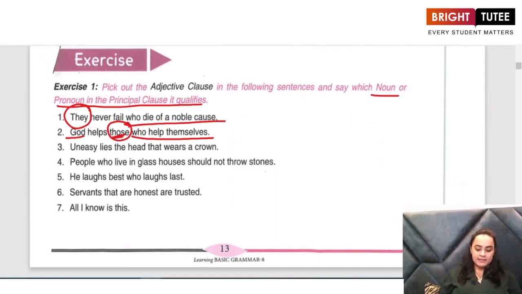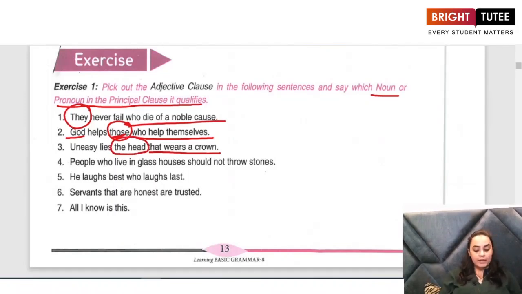Uneasy lies the head that wears a crown. Uneasy lies the head. If you wear a crown on a head, it makes you feel very uneasy. What is my adjective clause? That wears a crown. And what are we describing? The head. So this is the noun that my adjective clause describes.